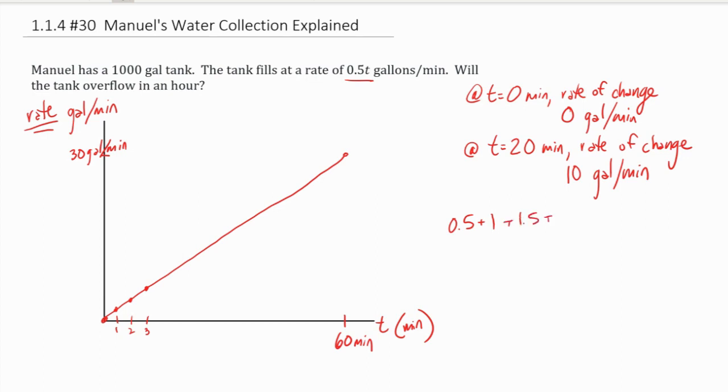And so if I add all these up all the way to minute number 60, when I have 30 gallons per minute going in, so at the 59 to 60th minute, I'm saying that's a total of 30 gallons that have entered over the course of that minute.